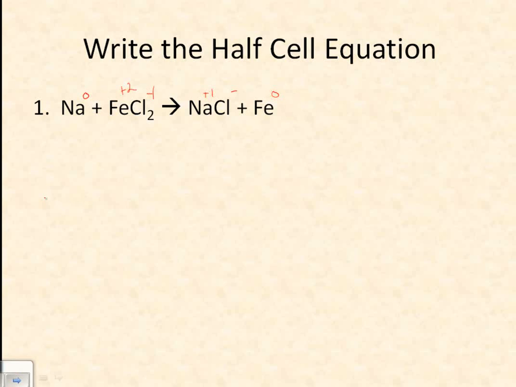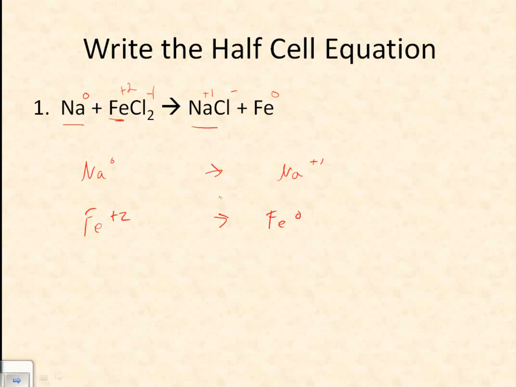Okay, so we have to identify, there's three elements involved. We have to identify which two have changed oxidation number. And here we've got sodium has gone from 0 to +1. So I'm going to write that down here. Na0 has gone to Na+1. And the iron has gone from +2 to 0. And if you notice, the chloride has not changed. It's -1 to start, and it's -1 as a product.